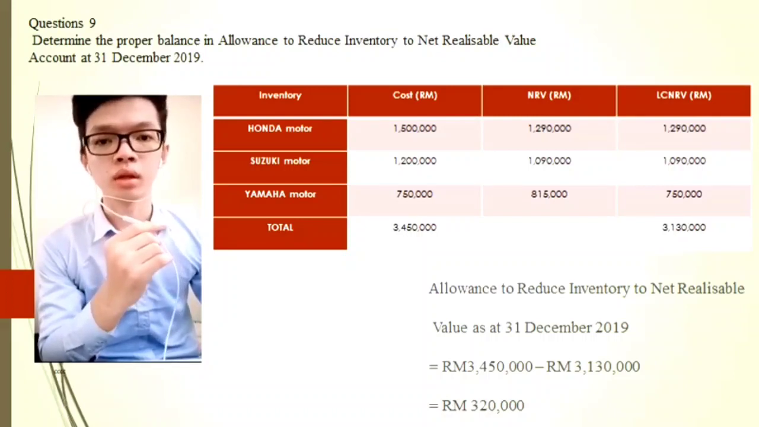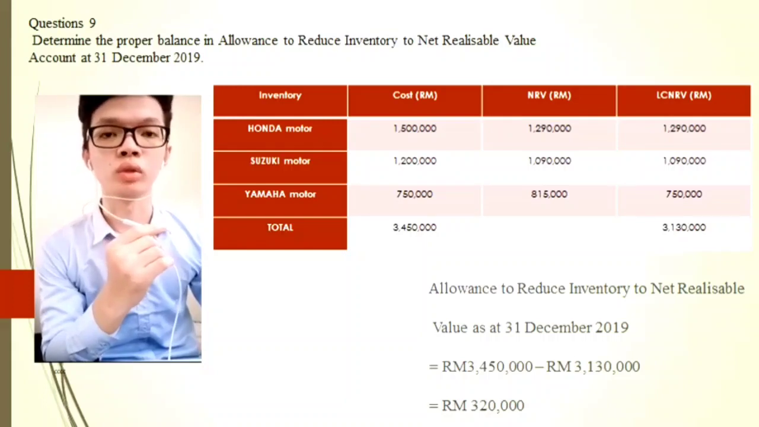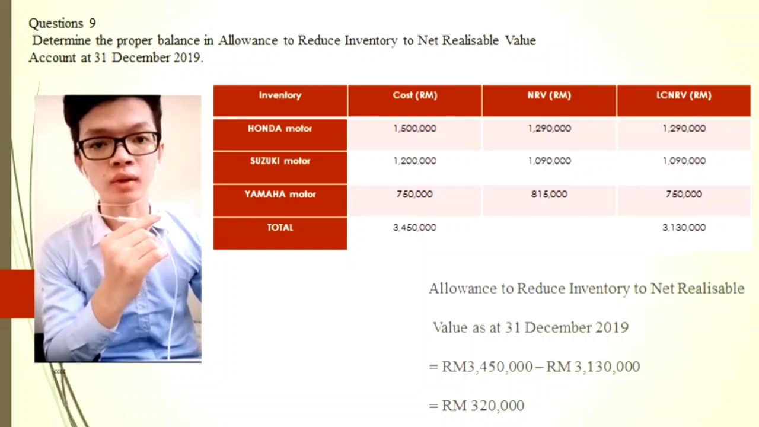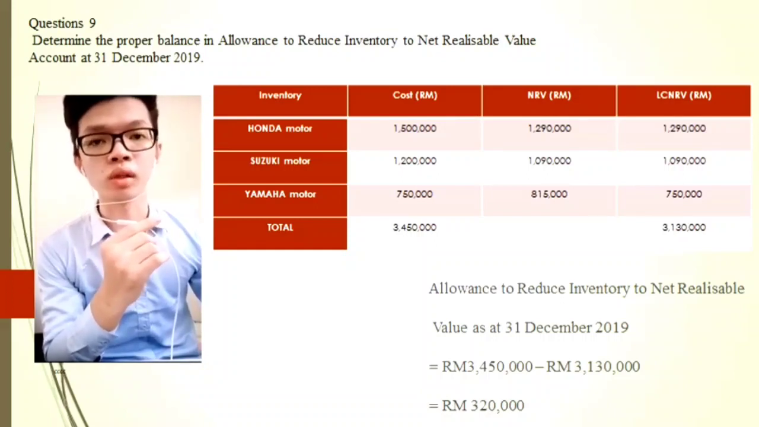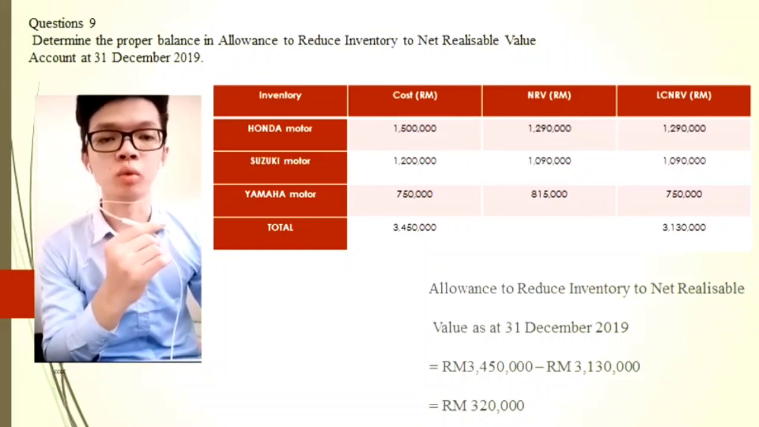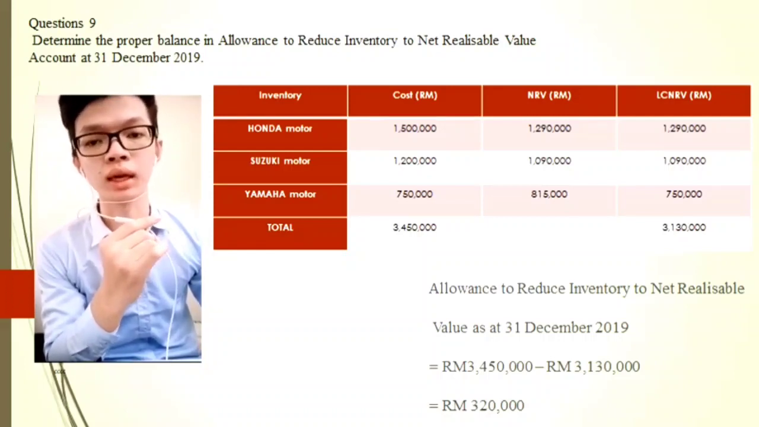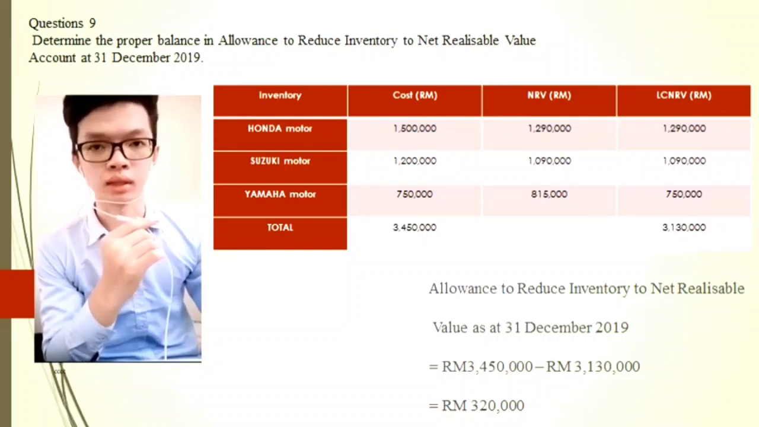So the total lower of cost and net realizable value is 3,130,000. To determine the allowance to reduce inventory to net realizable value, we should take the cost of the inventory minus the lower of cost and net realizable value. So we get the amount of 320,000. Thank you.